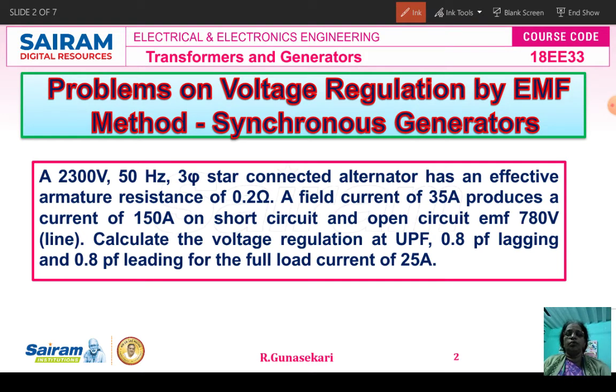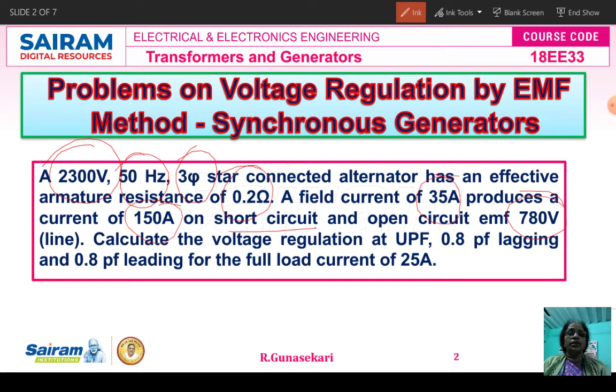From the given problem, the line value of the synchronous generator is given, that is 2300 volt. Then the 50 Hz frequency, the type of power supply is 3-phase, and the armature resistance RA is given as 0.2 ohm, the effective AC value. The field current of 35 amps is common for both: 150 amps under the short circuit test, and in the open circuit test the line value of EMF is equal to 780 volt.